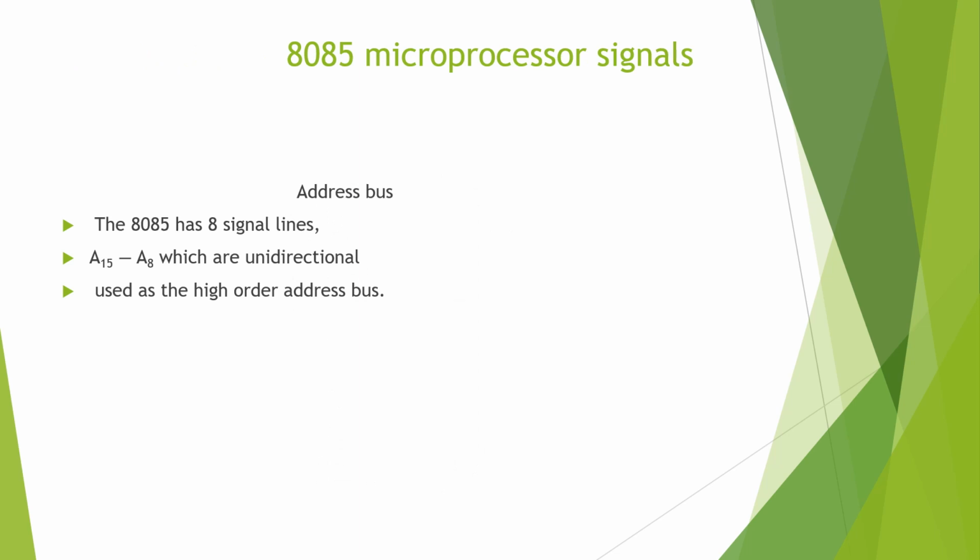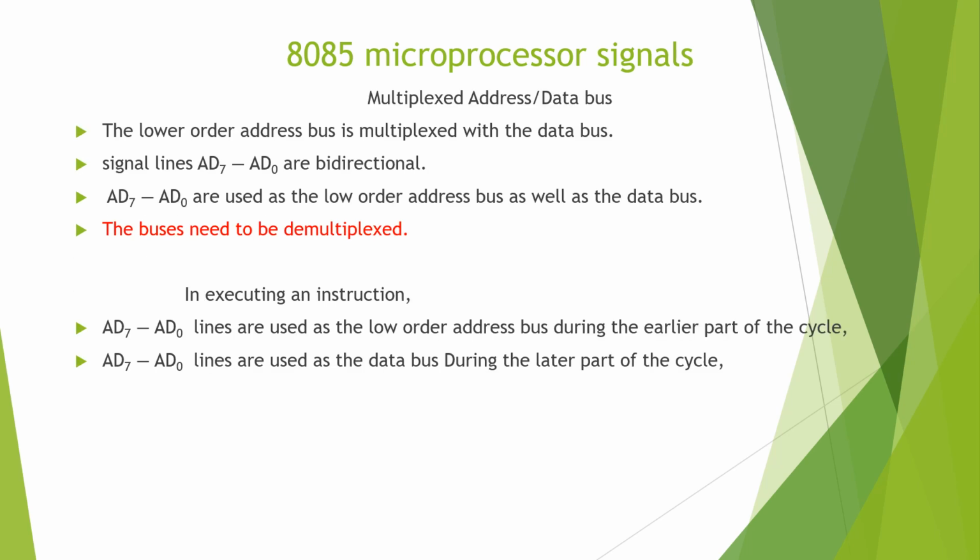The address bus has 8 signal lines from A8 to A15 which are unidirectional, and it's also used as a high order address bus. The signal lines A15 to A8 in the address bus are high order and unidirectional. The low order address bus is multiplexed with the data bus to generate AD7 to AD0 signals which are bidirectional, and these signals AD7 to AD0 are used as low order address bus as well as data bus. But the buses need to be demultiplexed.